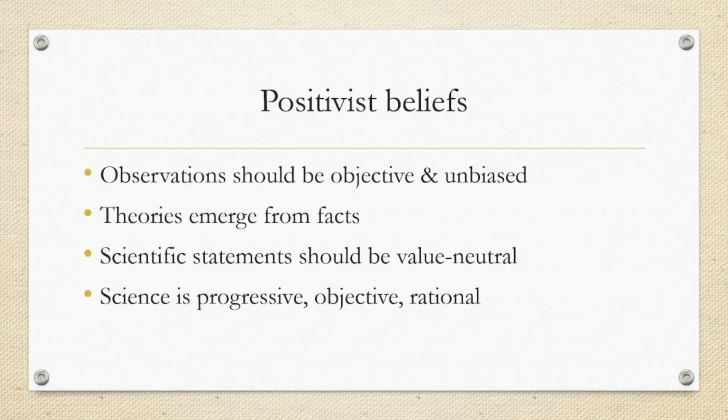Positivist beliefs. Positivists believe that scientific observation should be objective and unbiased. They also believe that theory should emerge from facts and empirical evidence. Another important idea is that scientific statements should be value neutral, meaning they should not be influenced by personal opinions and biases. Overall, positivism views science as progressive, objective, and rational.